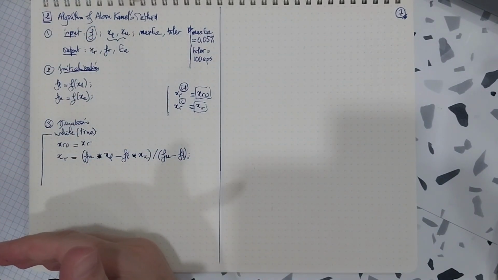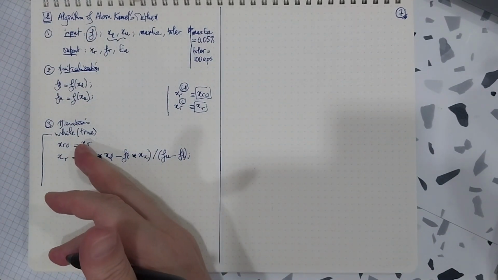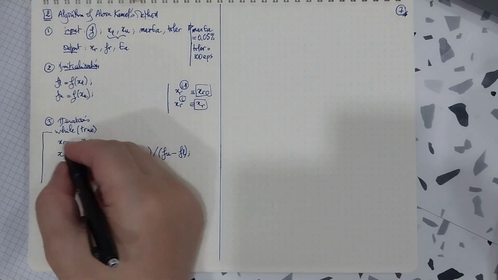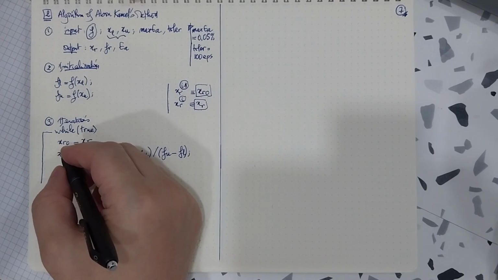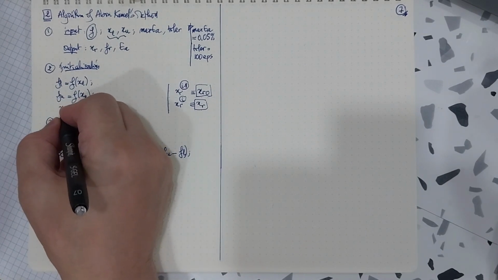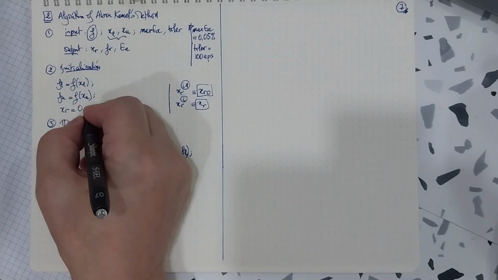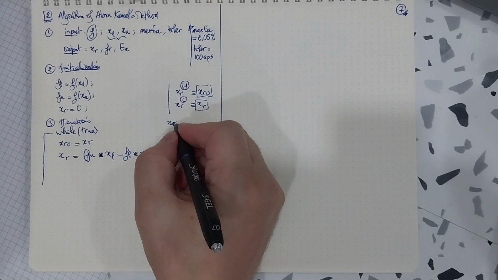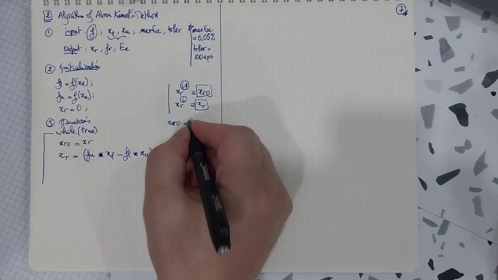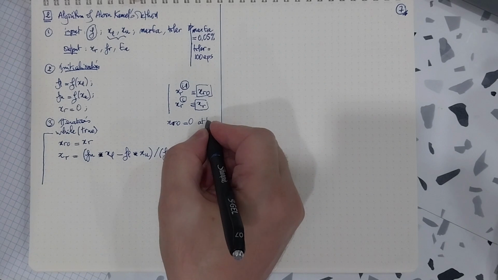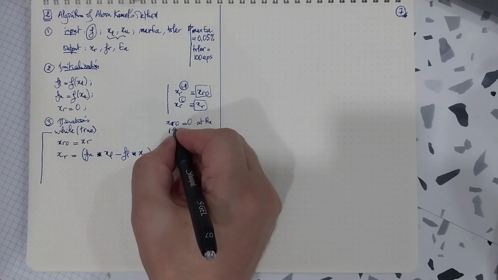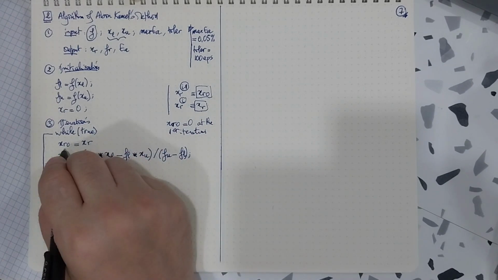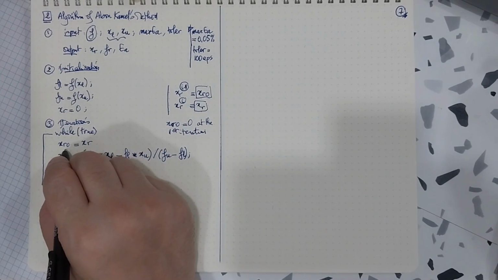First time, what is the value of XR? We need to initialize it. Otherwise, what do we put in XR old? So we write here XR equals 0. We need this so that XR old equals 0 at the first iteration. Otherwise, the value of XR old will be undefined.